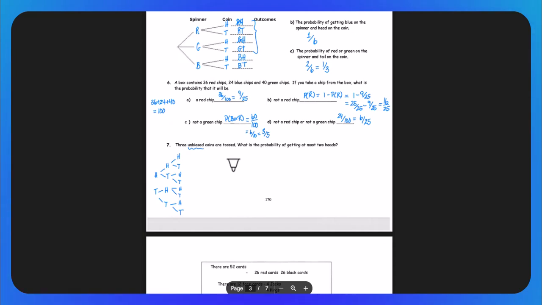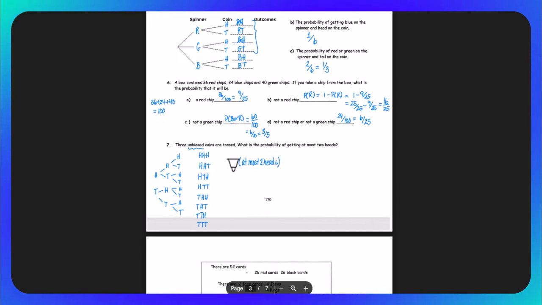So building out our sample space, we can have the 3 the same, and we can just continue down, filling this out. And then the last one is they're all tails. So what is the probability of getting at most 2 heads? Well, let's figure out which ones they are.